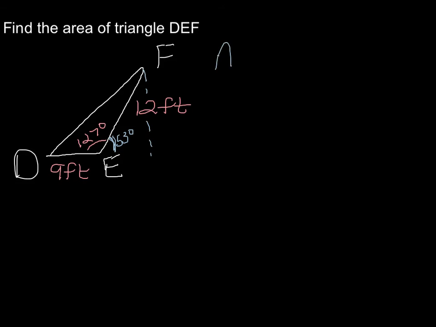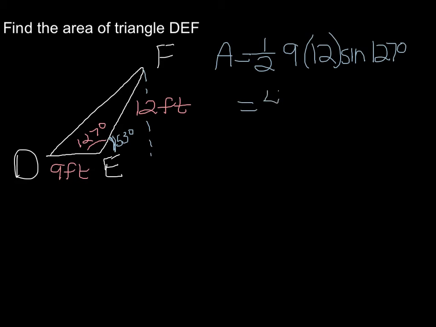So again, area equals, and it's this triangle DEF, so we're just going to call it 1/2 the product of the two sides, so 9 times 12 times the sine of the angle in between those two sides. And when we do that, we find out that the area here is 43.126 feet squared.